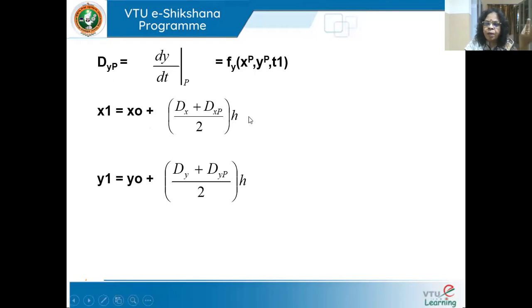As I told you, in the solution of this differential equation, what is crucial? This fx, fy, they're all determined by the system. You can't make your own function. That is the mathematical model of the system. So the only thing which is variable here is h, that is your time step.